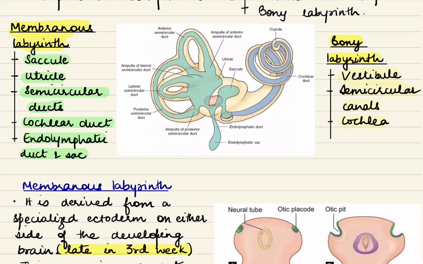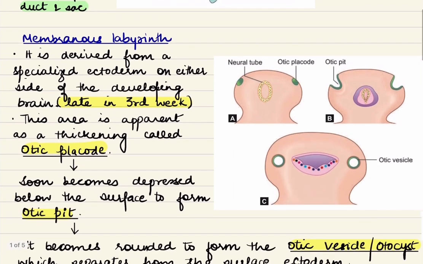This membranous labyrinth has a bony covering. This bony covering is known as the bony labyrinth. So the bony labyrinth is the covering of the membranous labyrinth. Now the bony covering of utricle and saccule is what is known as the vestibule. Semicircular canals are the bony coverings of semicircular ducts, and the cochlea is the bony covering of the cochlear duct. So, one should be very clear as to what are the parts of the membranous labyrinth and what constitutes the bony labyrinth.